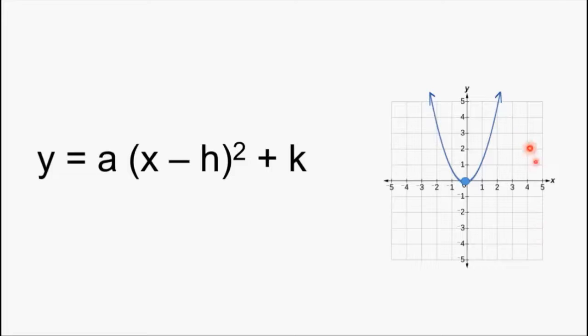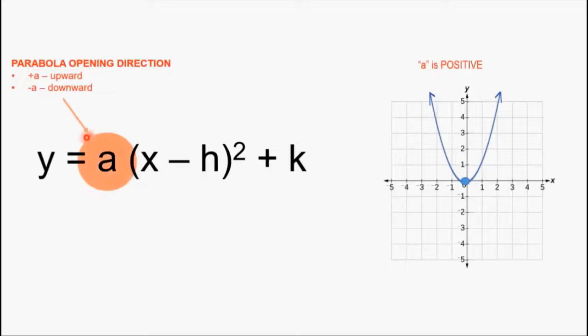So, para mas madali natin matandaan yung mga binasa ko kanina, pagkumparahin natin itong equation in vertex form at itong ating reference parabola na y is equal to ax squared. Itong a ang nagsasabi sa atin ng direction of the opening of the parabola. If a is positive, upward. If a is negative, downward. So, dito sa graph, a is positive. Ganito naman if a is negative.